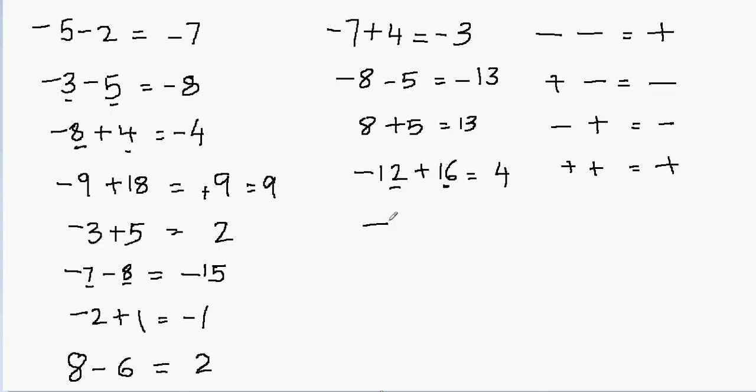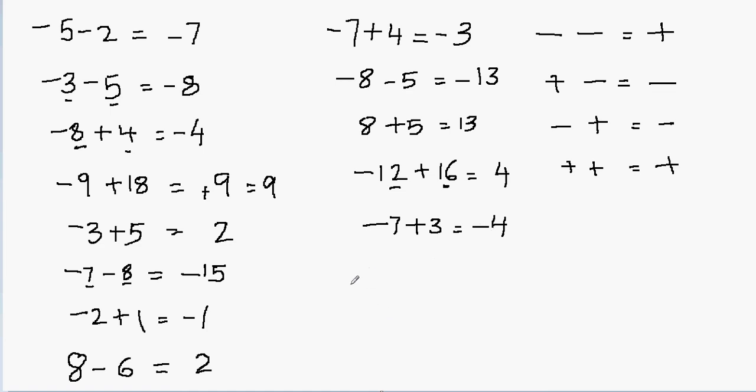Then next is -7 plus 3. Again, I have the opposite signs, negative and positive, so I have to subtract again. I will subtract the smaller number from the greater number, so 7 minus 3 will give me 4 again. And then I have to keep the sign of the greater number. Which number is greater? It's 7 or 3? 7 is greater, so 7 has a negative sign in front of it, so I will put the negative sign in front of my answer.